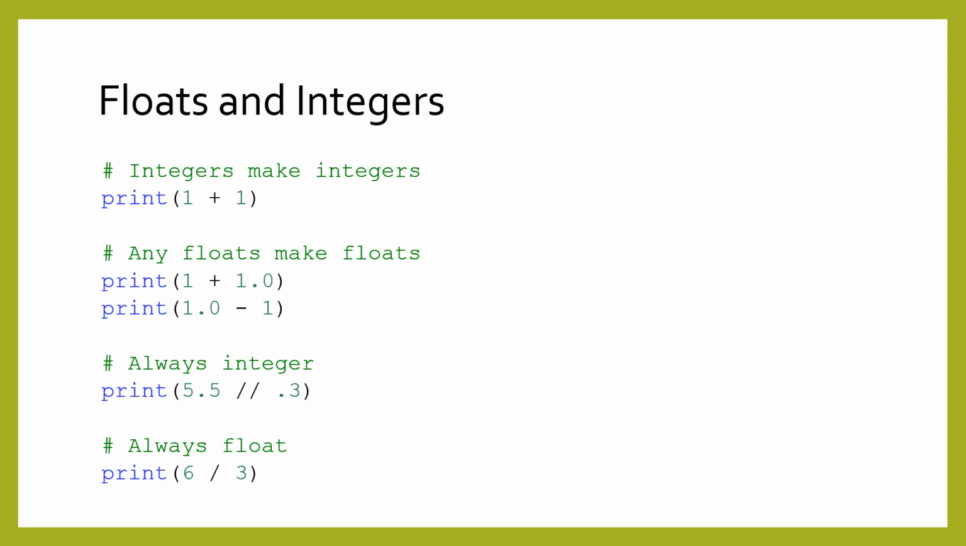You can recall that floats are decimal numbers and integers are whole numbers. When any operation involves any floats, the final result will always be a float, even if it could have been expressed as a whole number. The only exception to this rule is when you do division. Remember, integer division will always produce a float, and float division will always produce a float.